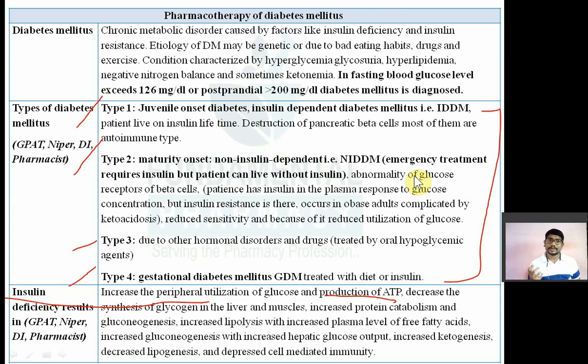Then it decreases the synthesis of glycogen. Insulin will decrease the synthesis of glycogen in the liver and muscle. It increases the protein catabolism. It increases the gluconeogenesis. It increases the lipo. Okay.